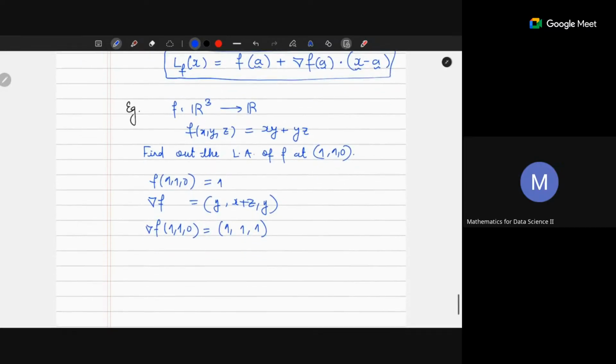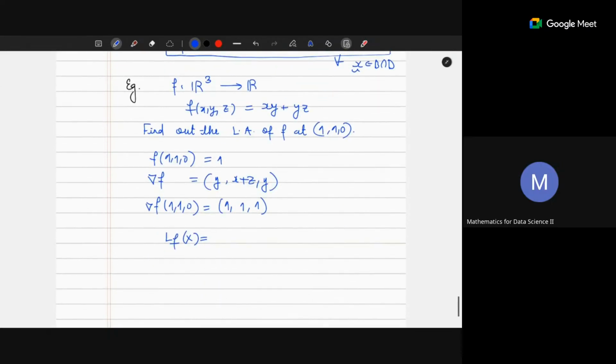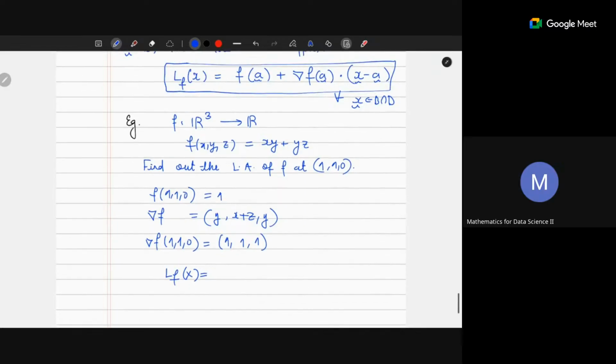So the approximation, let me write down a small ball B around this point. This approximation makes sense for all x coming from that B intersection D, which is important. It is not true for the whole domain. It's for the small ball near the point. Okay, so L f of x, the linear approximation, is equal to, you just use the formula.